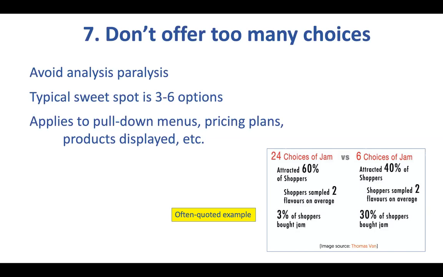24 choices of jam, people still only bought 2, the same as with 6, and a whole lot more people did it. They were happier. So if you do offer a lot of things, if your business does cover a lot of topics, make sure that you have organized it well and put it into manageable chunks that don't upset them.